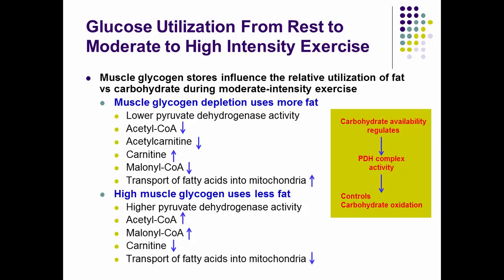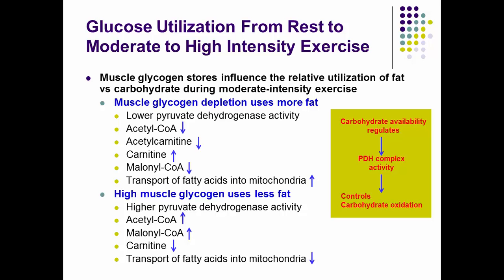So this is just the general process. For example, muscle glycogen depletion uses more fat, right? If we don't have enough muscle glycogen store, we have to utilize more fat during the later stage of exercise, right? Because of the low pyruvate dehydrogenase activity.